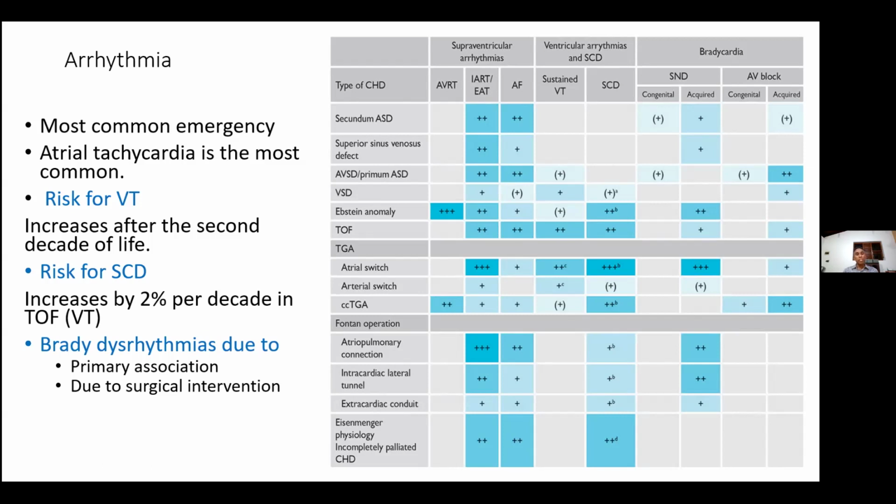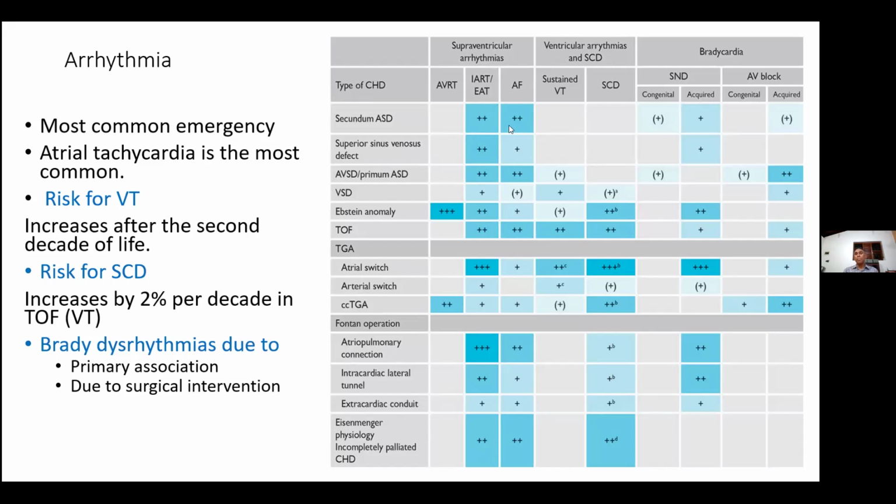They can present with VT or sudden cardiac death, which increases after the second decade of life. Sudden death increases by 2% per decade in tetralogy of Fallot. So you will encounter more and more tetralogy of Fallot patients hereafter in your day-to-day practice. If they are coming with cardiac arrest or extremely poor circulation, the first thing to consider is VT. So you need to do the ECG and take the appropriate steps to manage them.